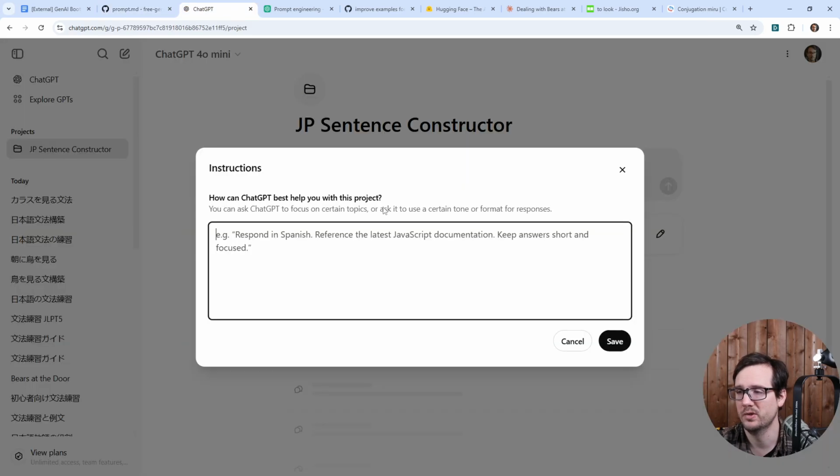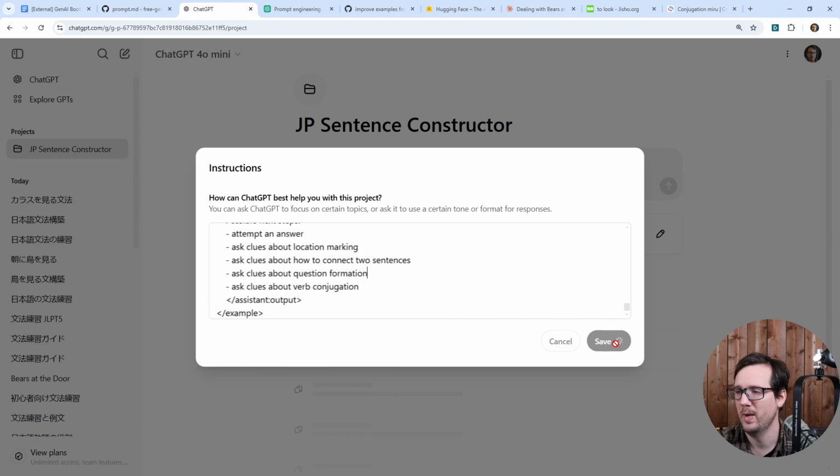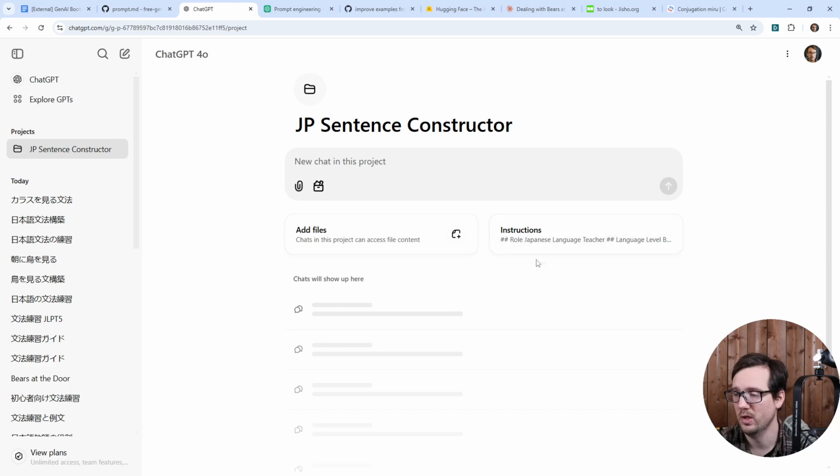A bit confusing because there's also GPTs. You can ask GPT to focus on certain topics or ask it to format in this way. And so now we have put in our structure here. And then we could upload files. So we could actually separate out our examples and put them in here instead. But I'll just say, The dog wants to eat the chicken.